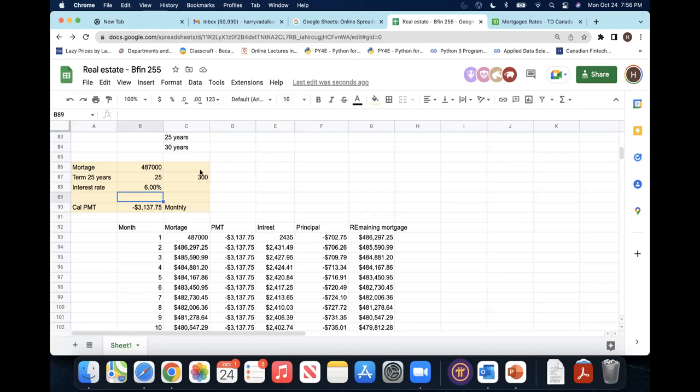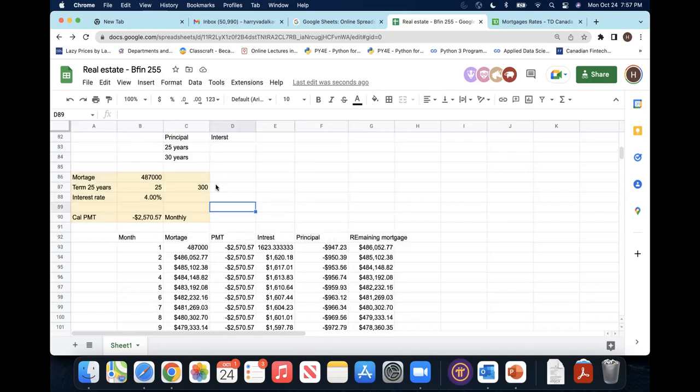If interest rates go down, so they go down to 4%, your mortgage payment will go down. So when you take a variable rate mortgage, variable rate means your payment depends on the interest rate. If interest rate goes up, your payment goes up. If interest rate goes down, your payment goes down. So is the concept clear? Okay, so this is the first thing.